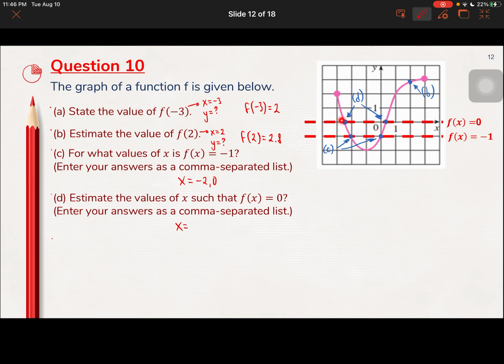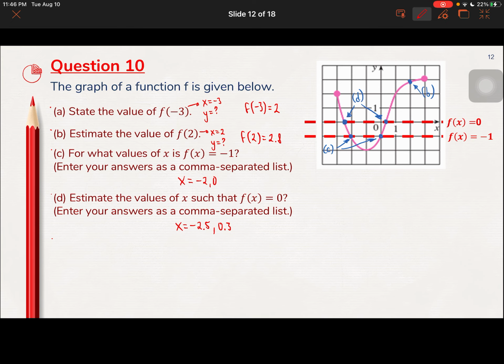So let's see, for this one is 1, 2, let's say -2.5, and for this one is between 0 and 1, so let's say that is 0.3. So it's -2.5, 0.3. Those are the values where this line is telling us that when the function is 0, we have this value for x and this other value for x, that is -2.5 and 0.3.